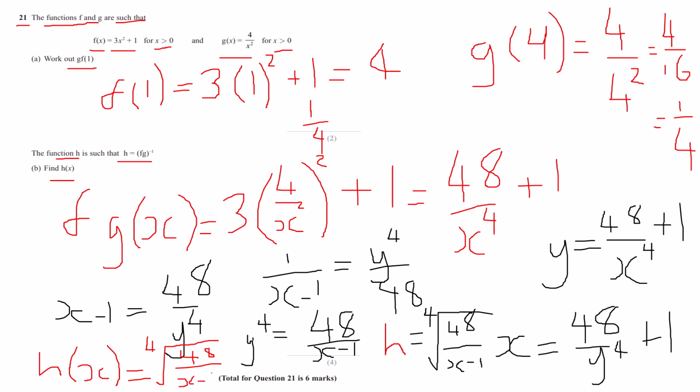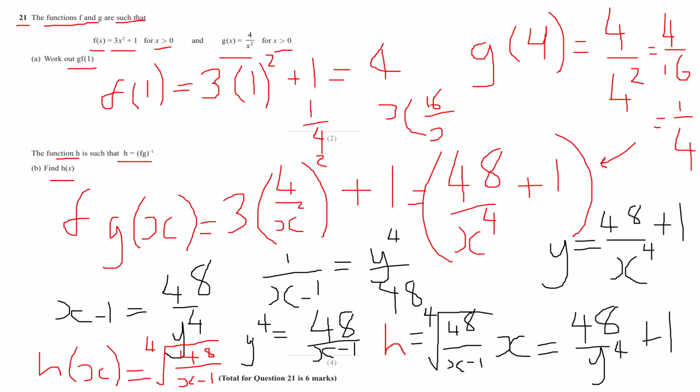So we started off by working out fg of x first, and then we found the inverse, letting y equal to this function here. So this is equal to fg of x. Then we swapped x and y around. If you're wondering here, the 48 has come from 4 squared. Remember, I'm going to have 3 lots of 16 over x to the power of 4, because obviously I'm going to square the top and the bottom separately.